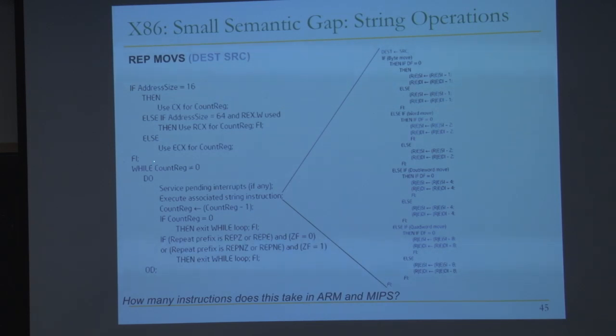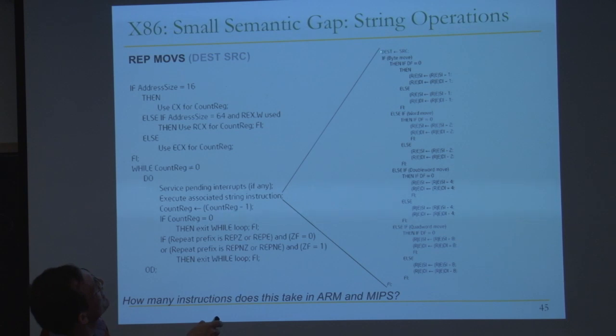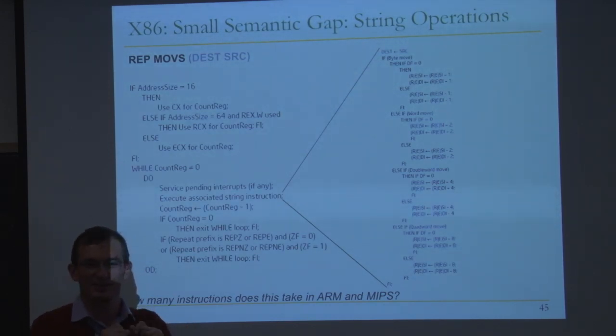And this is what the instruction does. While the count register is not equal to 0, you copy from the source string. Basically, this is what you do. And you can check whether you're moving a byte, word, double word, or quad word. But let's pick one of these. Where do you actually do the move? Oh, there you go. The source goes to the destination. That's where you do the copy. And then you increment the pointers. You basically go to the next location in the string.